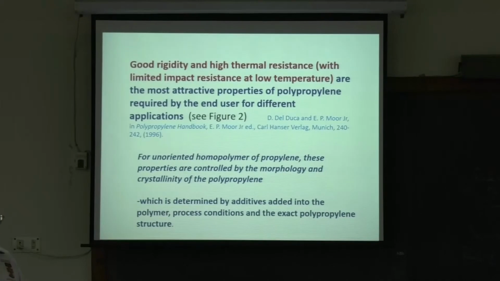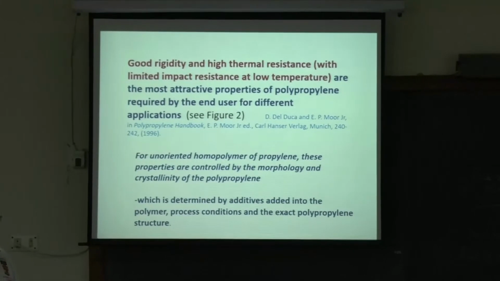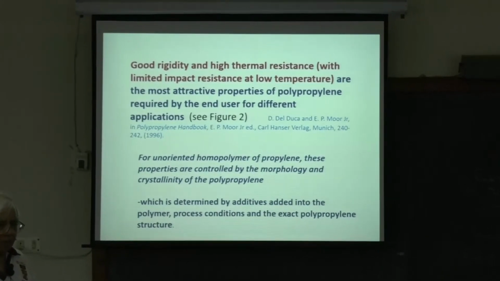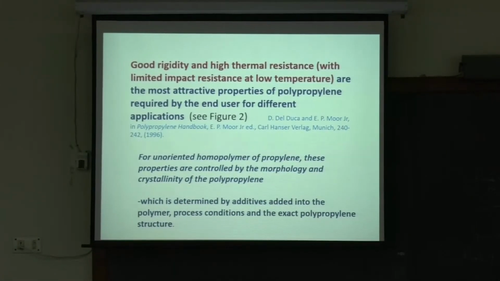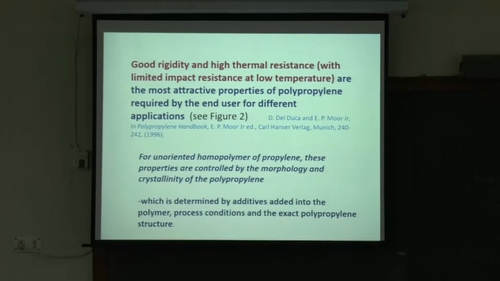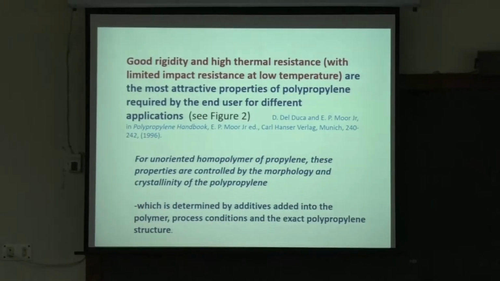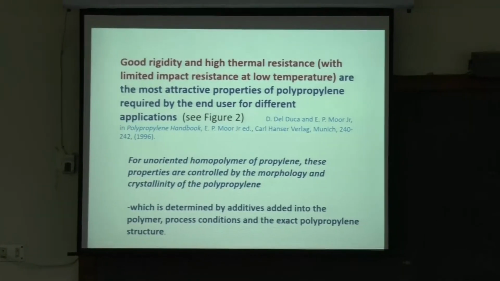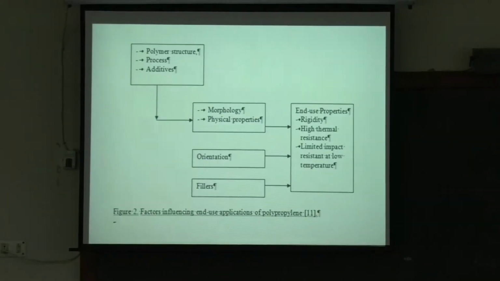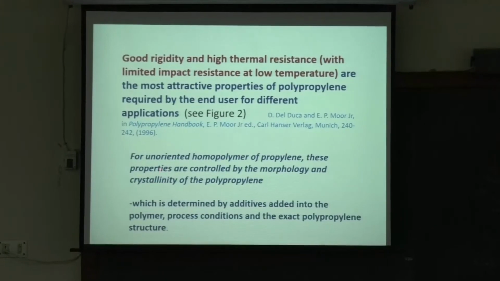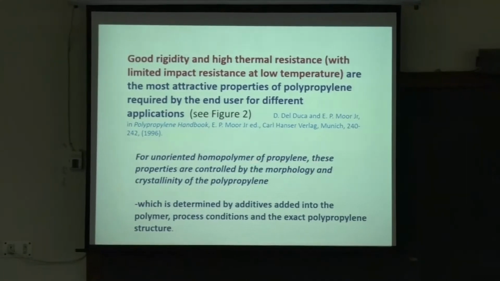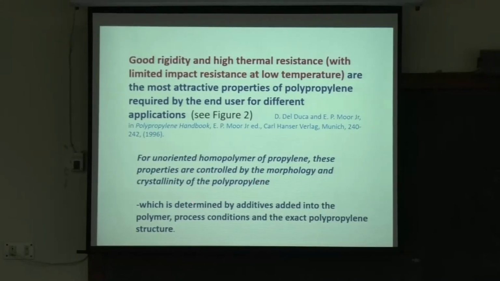And he brought his scientists, and one of the scientists worked on the fly ash thing. We'll get back to that later. But polypropylene otherwise is quite attractive because it has much better properties, stronger than polyethylene. For unoriented homopolymer of polypropylene, these properties are controlled by the morphology, which is determined by additives added into the polymer, process conditions, and the exact polypropylene structure.